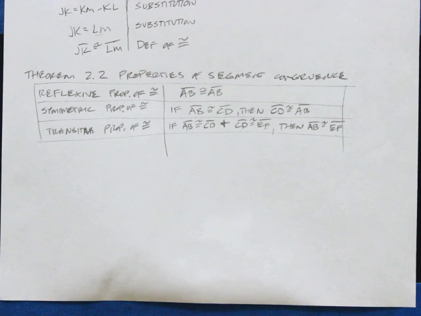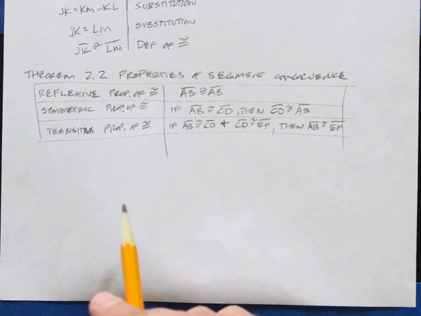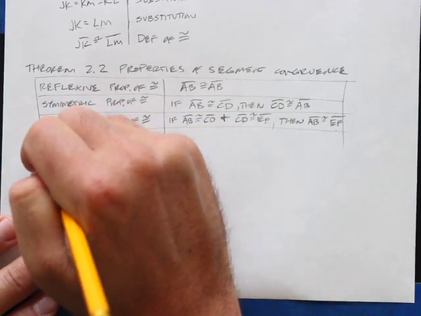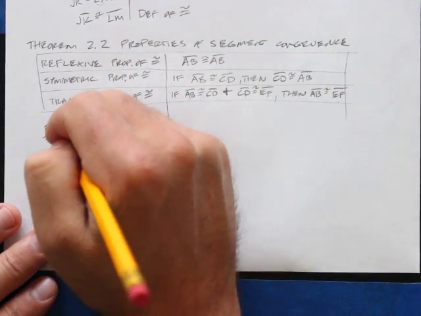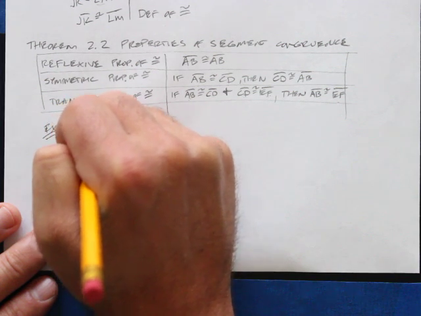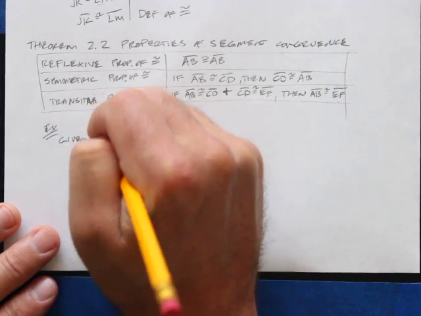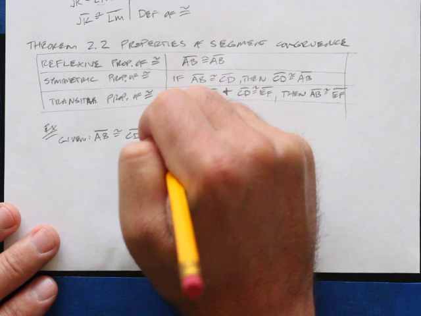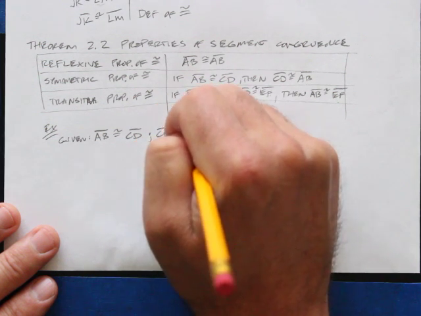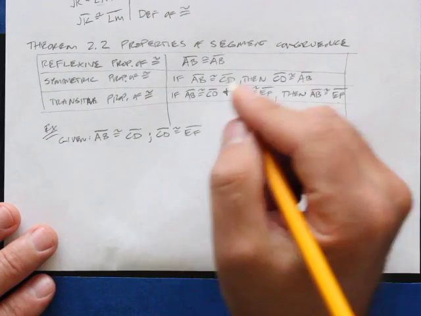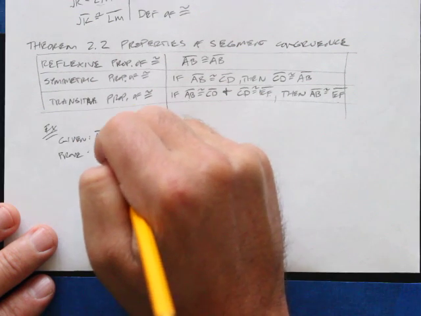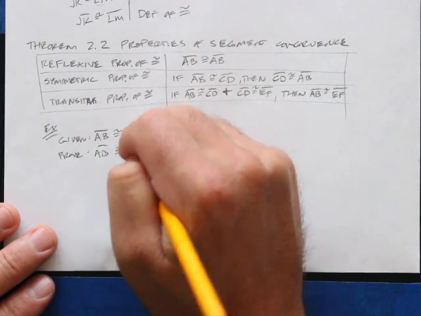All right. Now let us go ahead and prove. Oh, that one might be a little bit too easy. Well, it's okay. Let's look at this example. Given segment AB is congruent to segment CD and segment CD is congruent to segment EF. Prove segment AB is congruent to segment EF.